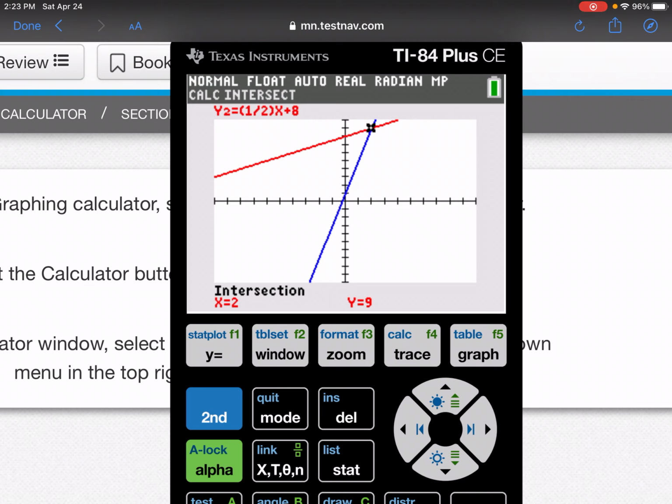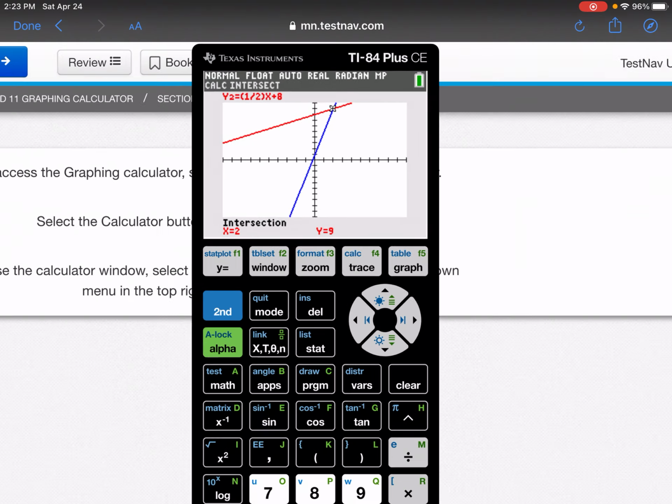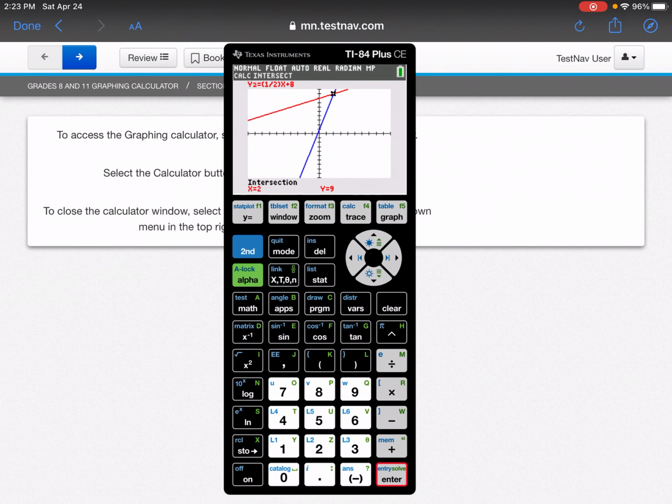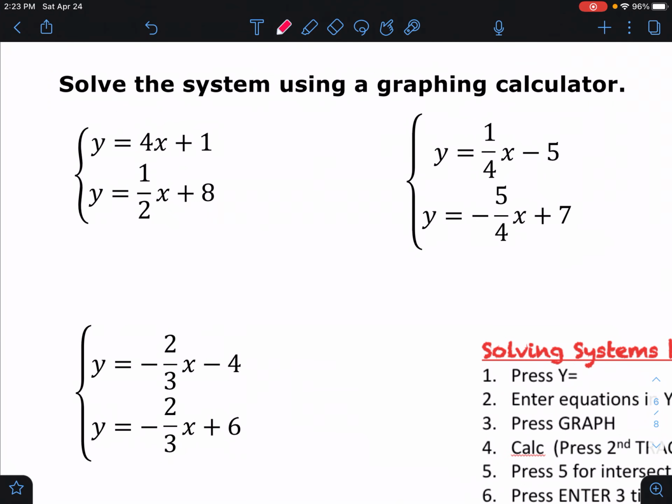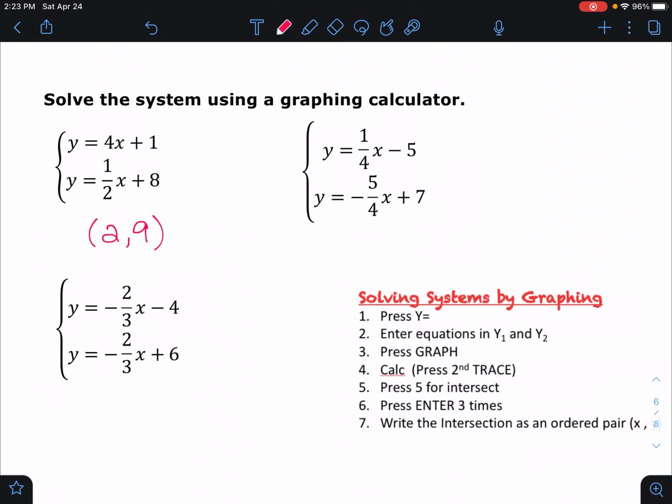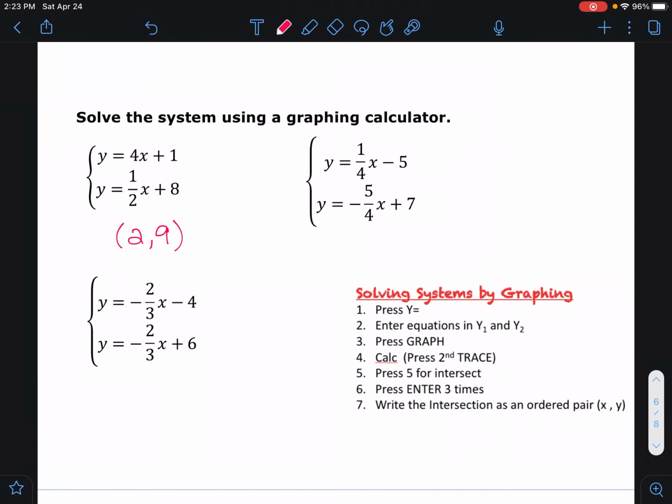So I'm going to write my answer, but I'm going to write it as an ordered pair. So I'm going to write (2, 9), and that's my answer for that problem right there. So on my assignment then, I would just write (2, 9), okay? That's all you have to do. And again, the steps are right there. Just make sure your answer's always as an ordered pair, okay? Fractions go in parentheses. So that's all you have to do.